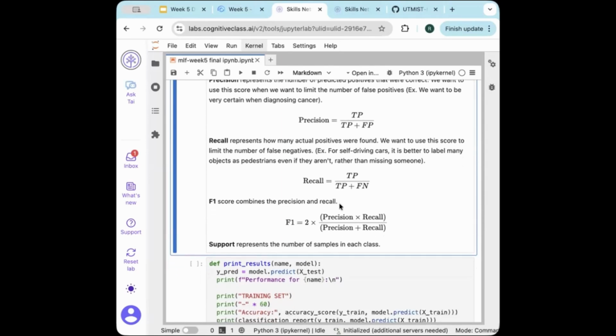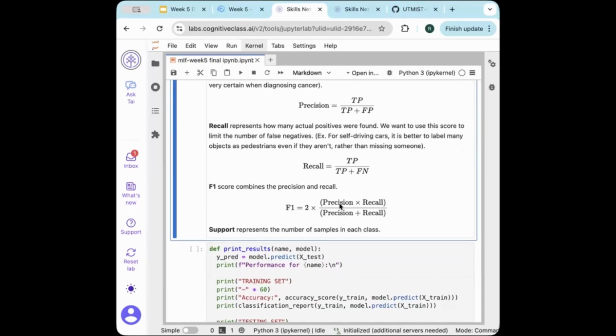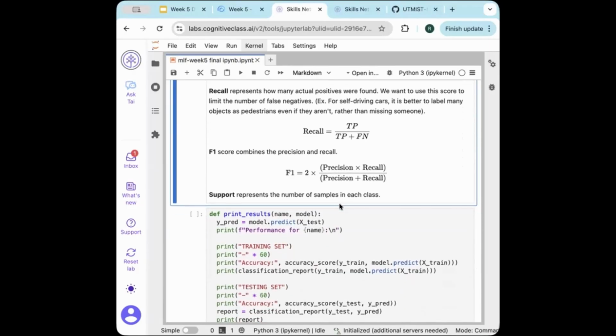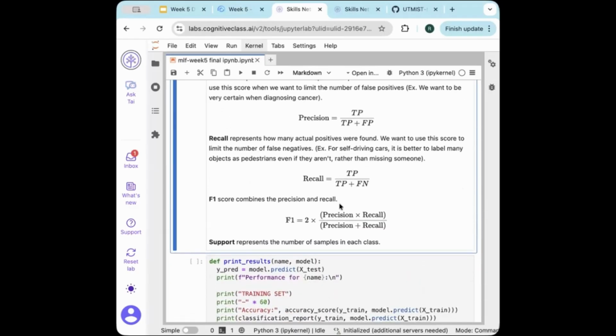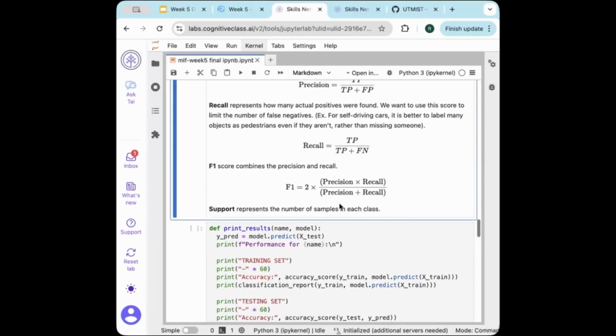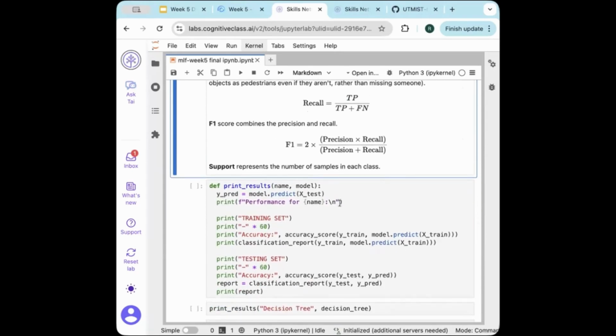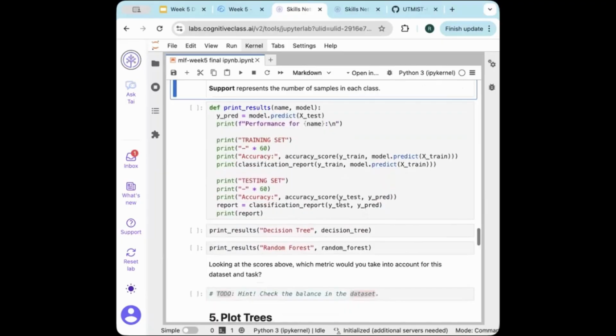For example, there's a use case for self-driving cars: labeling as many objects as pedestrian, even if they aren't, rather than missing someone. And the F1 score basically combines both precision and recall. It takes their product and divides it by their sum, and then multiplies the whole thing by 2, and that gives you the F1 score. So it's a really strong metric to look at because it has everything in it. And support represents the number of samples in each class.